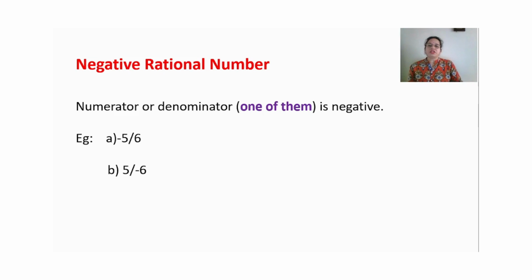Now the negative rational number. Here the key phrase is one of them. Either the numerator or the denominator, only one, will be negative, and then the rational number is known as a negative rational number. Here I have taken the example minus 5 upon 6. The total number of negative signs is 1. 1 is an odd number, so your answer will be negative.